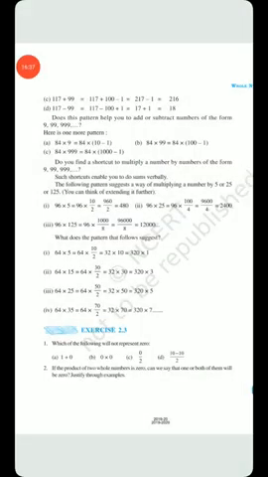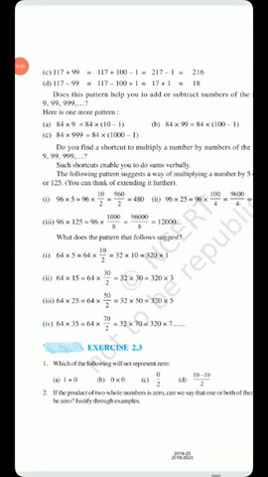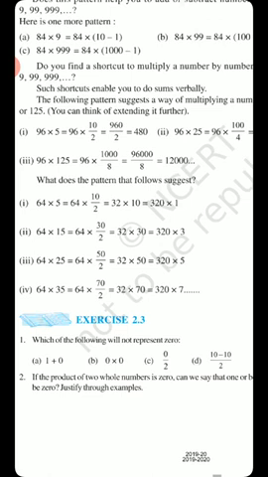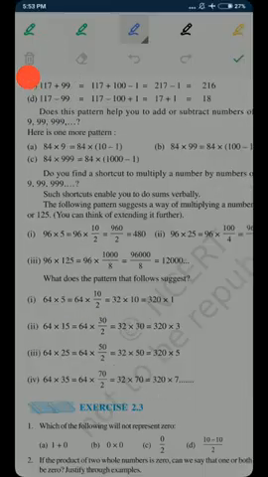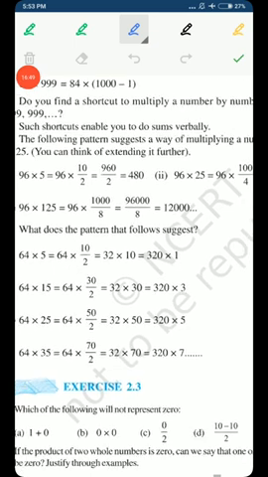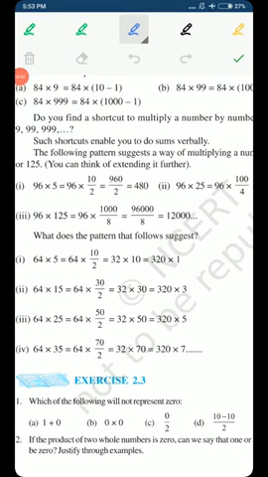Now let's see some exercise questions. As you can see here, this is exercise 2.3 in front of you, and what does the first question say? The first question says, which of the following will not represent 0? To answer this question, we must know one thing.